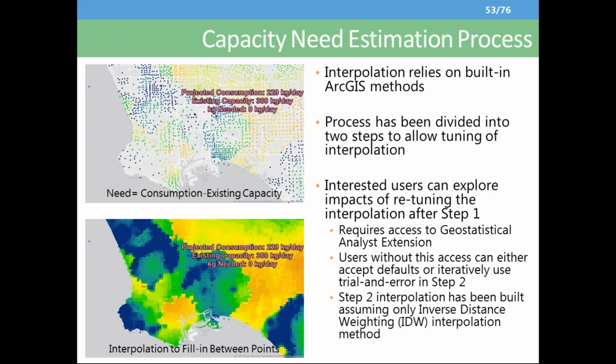And so basically, the need is equal to the consumption minus the existing capacity. At that example spot, in this example, the projected consumption, I believe based on the 2023 numbers from the annual survey, is 230 kilograms per day. And because it's located within 15 minutes of the Torrance and Long Beach stations, it already has access to 380 kilograms per day. So in that one particular spot, the capacity need is 0.